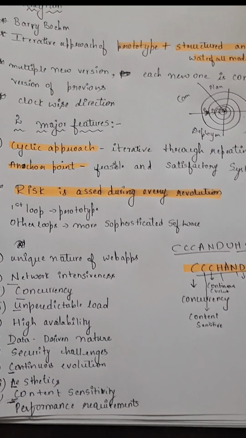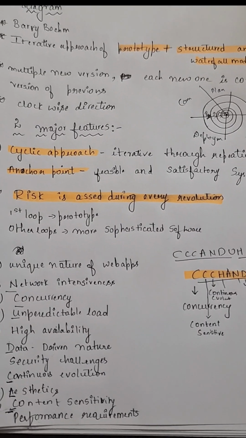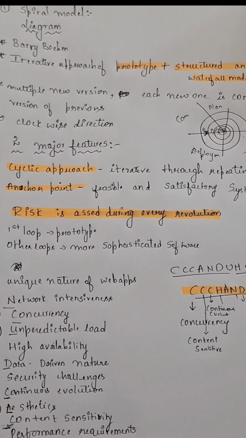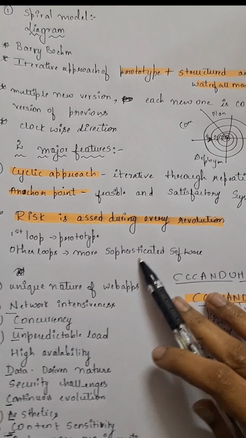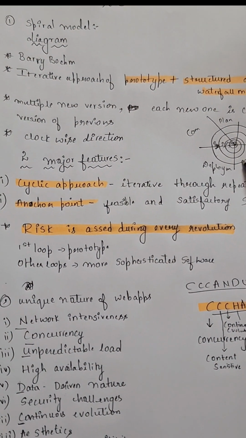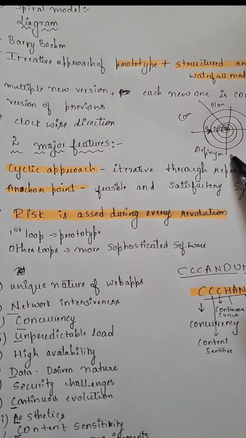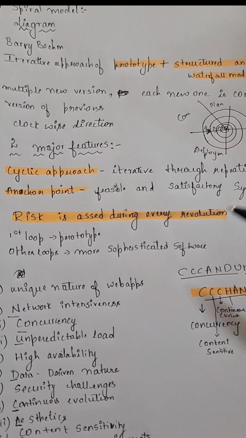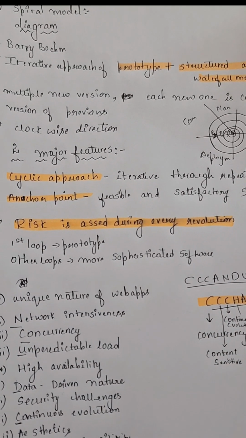Suppose you are going with a food delivery app, and you are constructing the web page, what are the risks involved in that? It specifies that. And while going through this model, the first loop will always be the prototype, and the second loop, third loop will be more completed or sophisticated software.